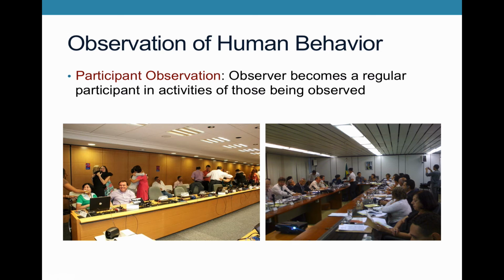So the key with participant observation is that the researcher is embedded in the organization, the movement, the party, whatever it is that they're studying, and is able to make observations that go beyond other questions that they might ask in advance or other forms of evidence that they might collect.